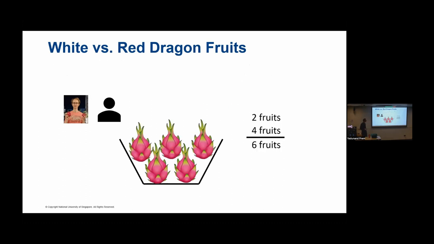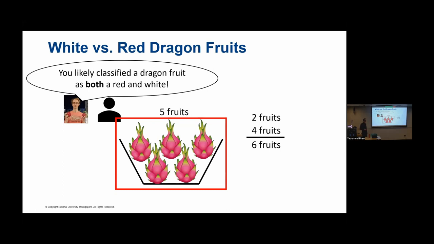And if you paid attention, I think you already noticed that something went wrong, right? Because there are only five fruits in the bowl, but overall you brought me back six fruits. So you likely classified a dragon fruit as both a red and a white one. And now I could tell that your understanding of red versus white dragon fruits is inaccurate, even without knowing this difference myself.